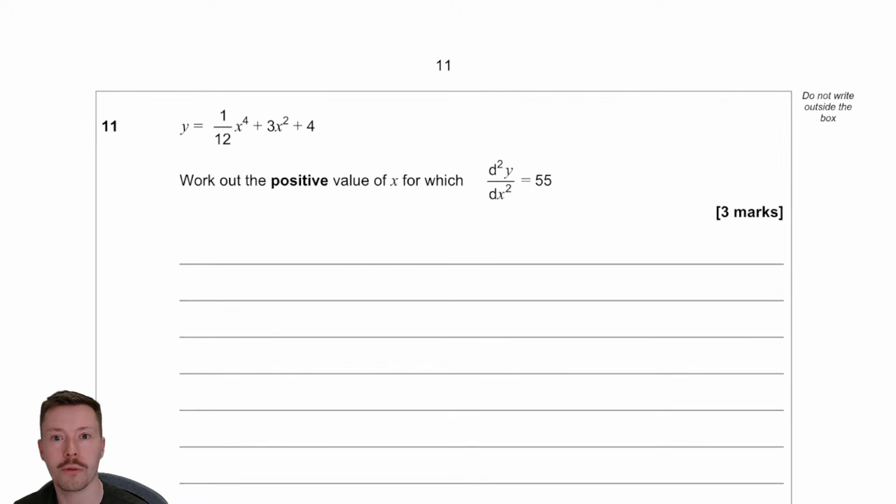I see this question and before I've even read it, it's a polynomial. I'm thinking differentiation, okay? Because I can't do anything else really with a power higher than 3, or even really 2.